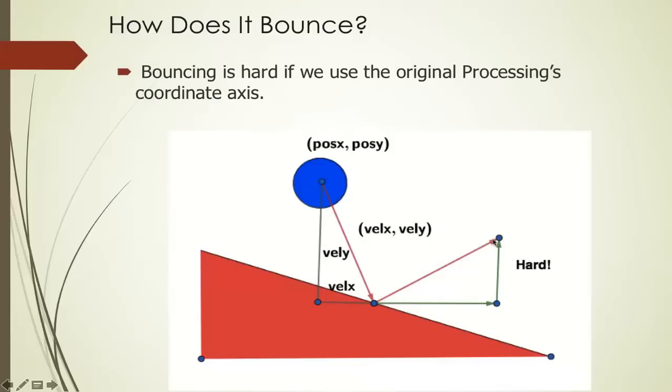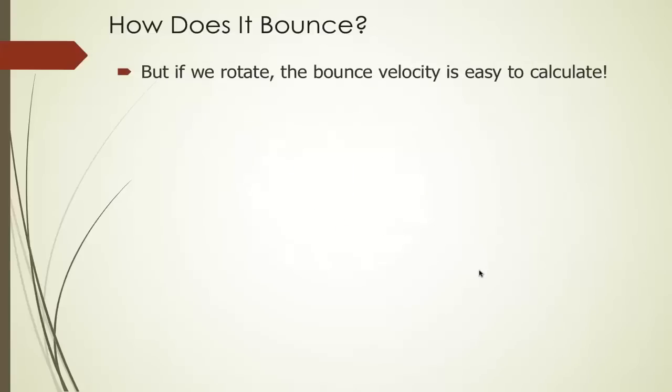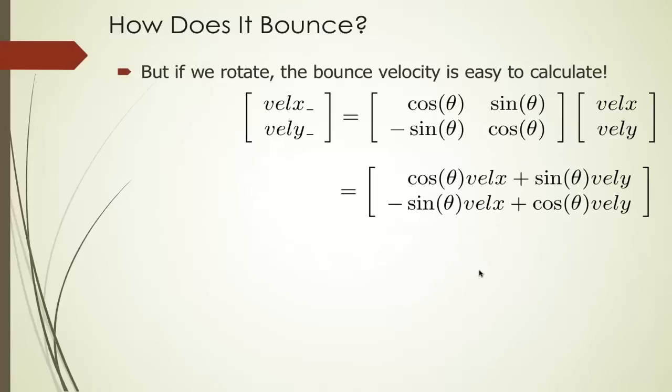This is easy to visualize, but trying to come up with this vector in the original coordinate system, in other words, looking at the x component and the y component, is very hard. It's hard because there's an angle involved with this inclined plane. So we don't want to use this coordinate system. Once again, to solve this problem, we rotate. If I rotate, then the bounce is going to be easy to calculate. I take the original velocity, vel x, vel y, and rotate it, just like before, to obtain the new velocity in the rotated system. It's still the same vector, it's just now viewed in a different rotated system.